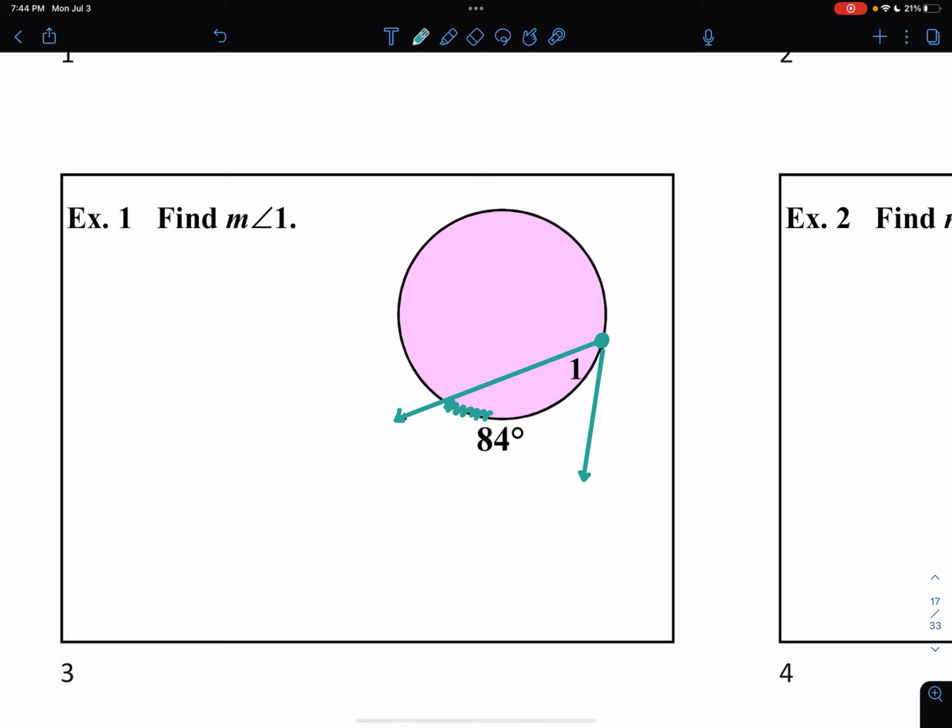They're telling us that the arc is 84 degrees, and they're asking us to find the measure of angle 1. All right? Well, we know that the angle, when it's inscribed, is equal to the arc divided by 2. So for this one, the measure of angle 1 is equal to 84 divided by 2. So the measure of angle 1 is 42.